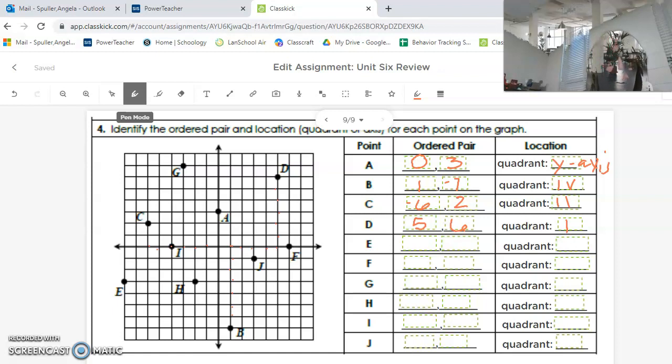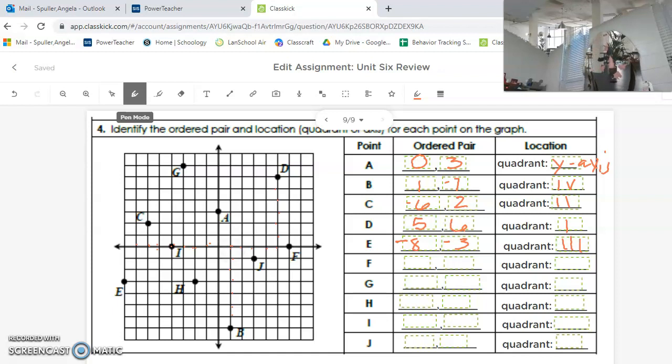E, going over 1, 2, 3, 4, 5, 6, 7, 8. And it's negative, so negative 8, and I went down 1, 2, 3, and I went down, so negative 3, so that is in quadrant 3.